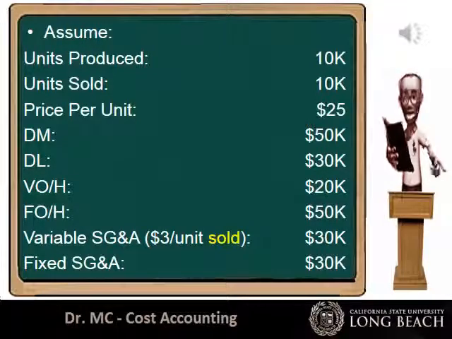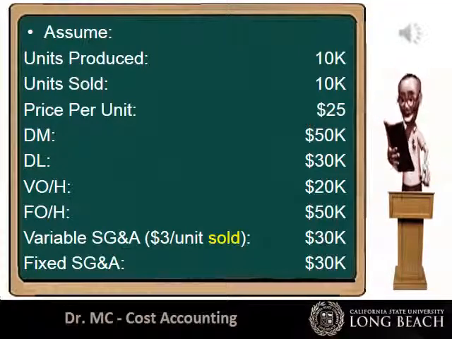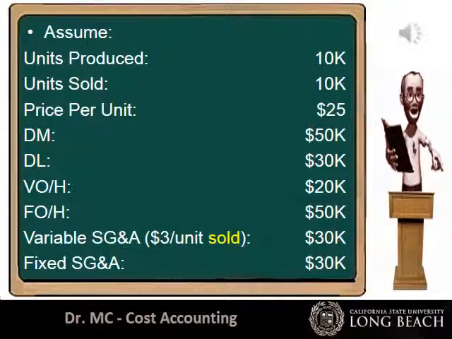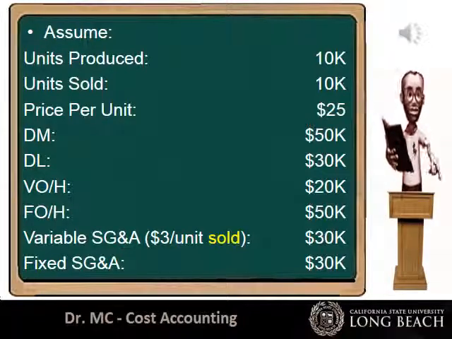Let's do an example. Assume that a firm produces and sells 10,000 units. The firm sells each unit for $25. The firm spent $50,000 on direct materials, $30,000 on direct labor, $20,000 on variable overhead, and $50,000 on fixed overhead. The firm's variable selling, general and administrative expenses were $3 for every unit sold. The firm's fixed selling, general and administrative expenses were $30,000.